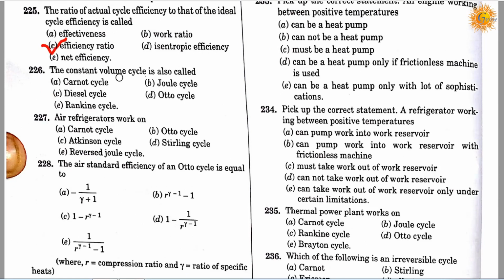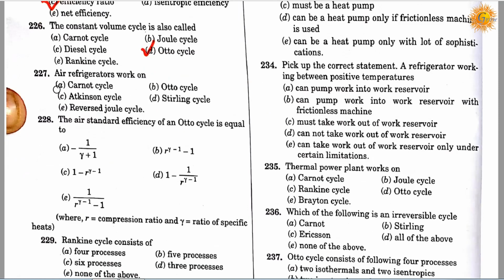Question number 226. The constant volume cycle is also called: option A, Carnot cycle; option B, Joule cycle; option C, diesel cycle; option D, Otto cycle; option E, Rankine cycle. So the correct answer is D, Otto cycle, which is a constant volume cycle.